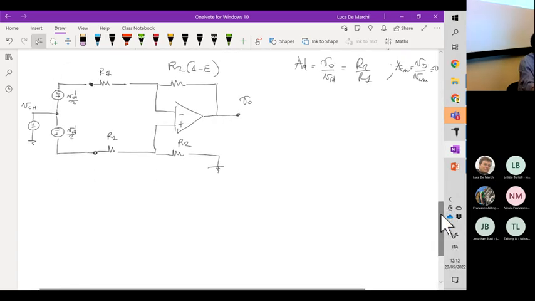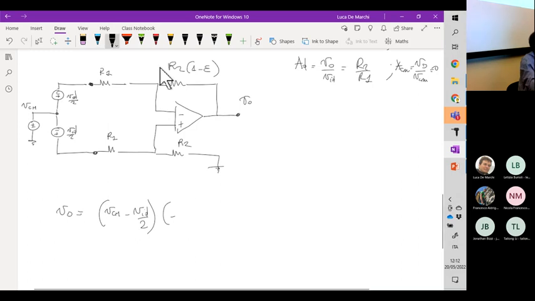Well, superposition principle. So V out is equal to common mode minus VID divided by 2 as input of the negative branch. So this means that it should be multiplied times minus the resistor here divided by the resistor here. So minus R2 times 1 minus epsilon divided by R1.